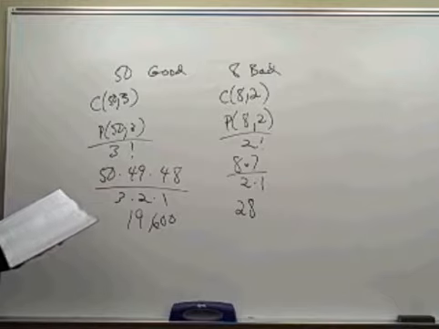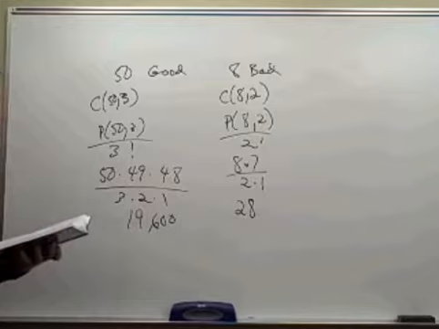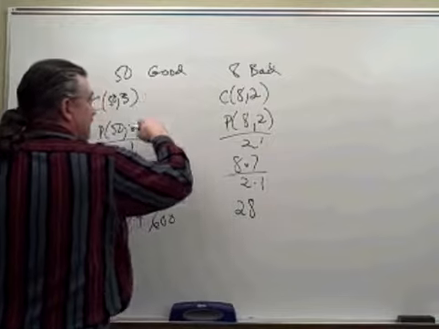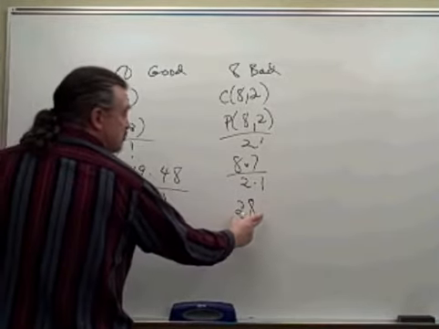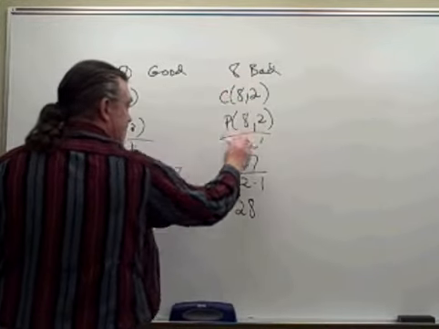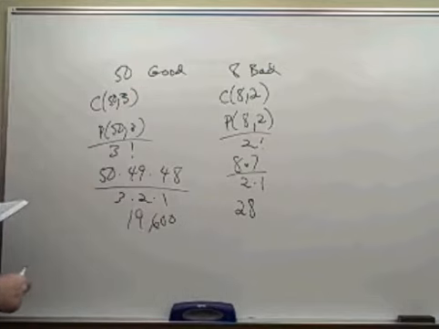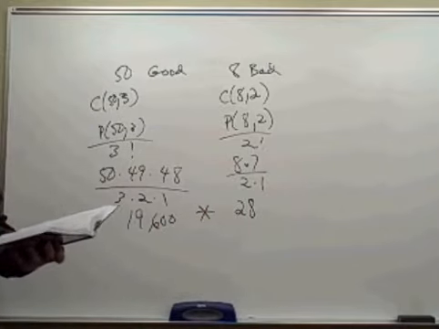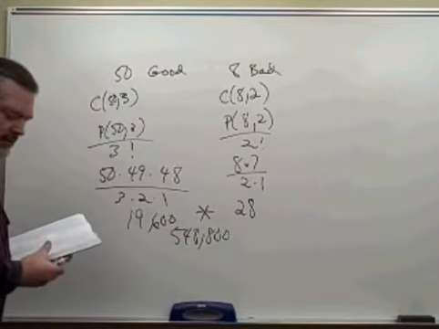Now, the last part says, in how many ways can 2 defective and 3 good circuit boards be selected? Well, now we're choosing out of both sets. So that makes it overall a multiplication problem. It's the number of ways you can choose 2 bad ones out of the 8 times the number of ways you can choose 3 good ones out of the 50 that are there. So it's the product of those 2. And the product of those 2 gives us 548,800.